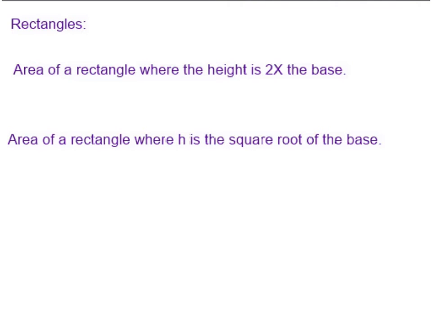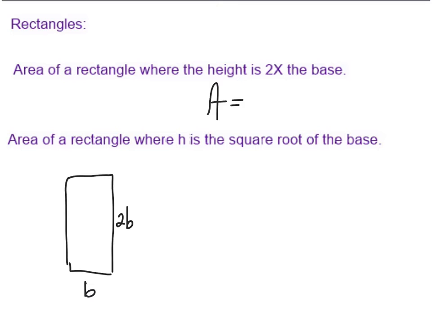So I might have situations that are other than those four shapes. And so I can figure out how to write them in terms of the base if I just write it out. So if I know that I have a rectangle where the height is 2 times the base, I have something that looks like that. Then the area of that is going to be 2 times b, which is 2b squared.